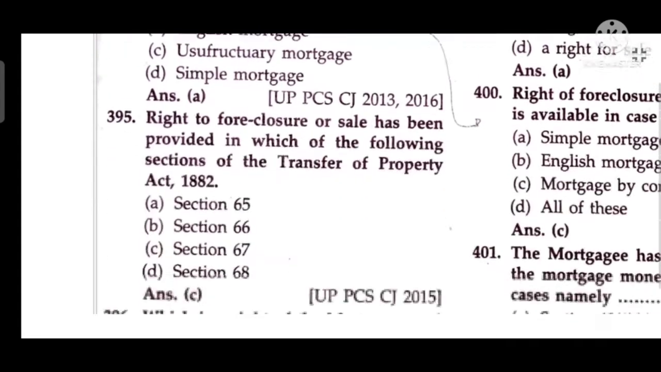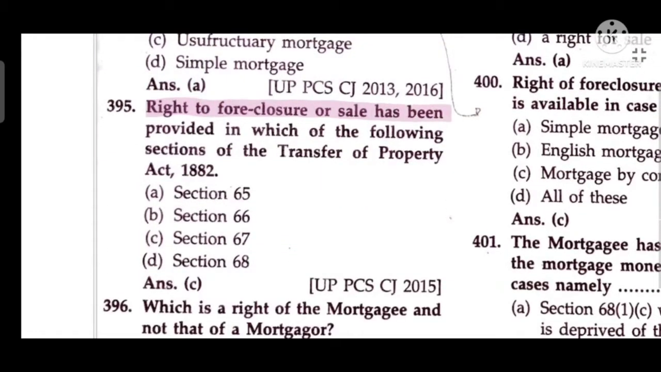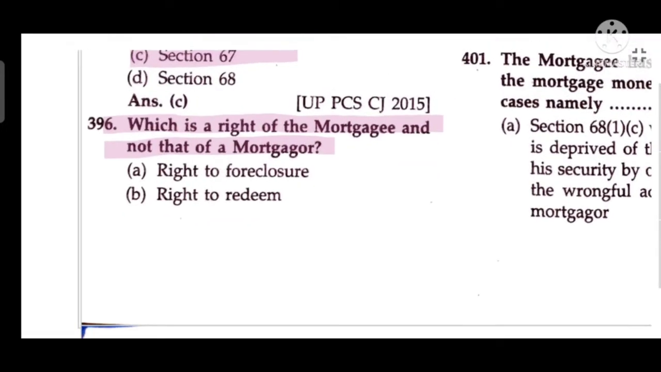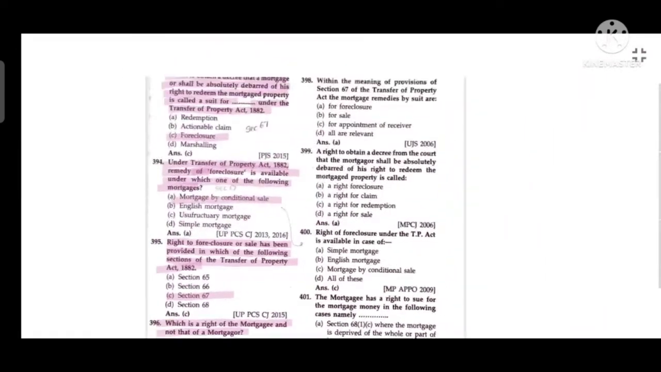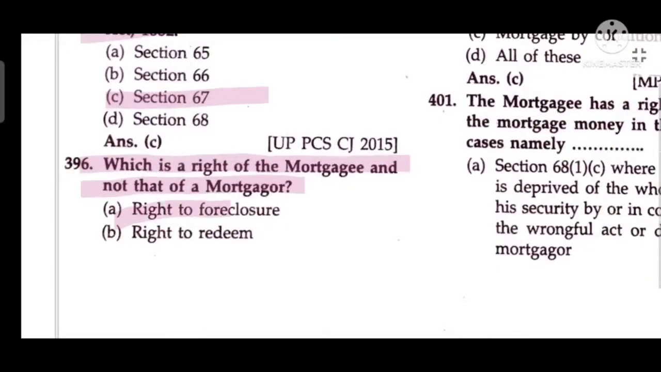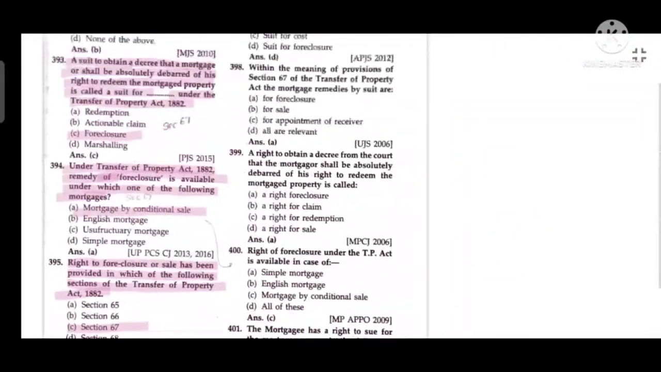Mortgage by conditional sale. Right to foreclosure of sale has been provided in which one of the following sections of the Transfer of Property Act 1882? Section 67. Which is the right of the mortgagee and not the right of the mortgagor? Right to foreclosure.